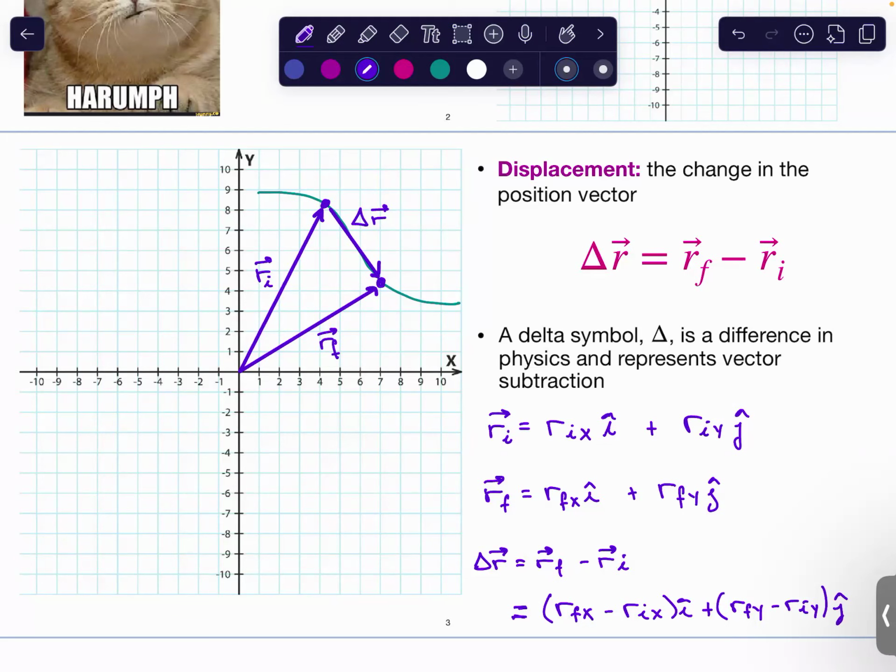Why is that different from the distance you traveled? Distance is the magnitude of each movement added together. So for your distance, you'd follow along the path that you're traveling and measure the entire length. Displacement is different. So distance and displacement are different.